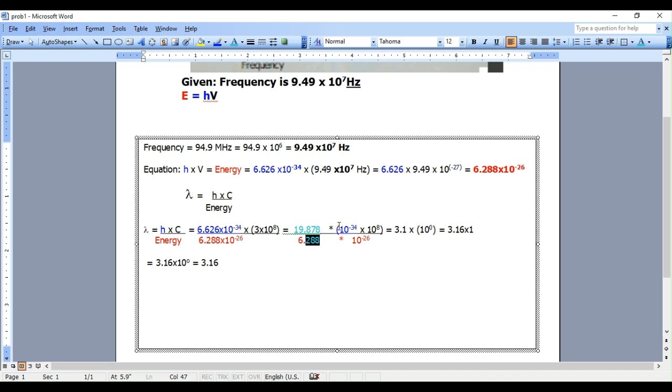Now I'm going to divide that by the other decimal, 6.288. So what is 19.878 divided by 6.288? 3.16. So I get 3.16 times 10 to the 0, which is just 3.16. Any exponent of 0 makes it automatically 1. So if this were 500 to the 0, it would be 1. Anything to the power of 0 is 1. So the answer is just 3.16. What are the units of wavelength? Meters. That's how you do that.